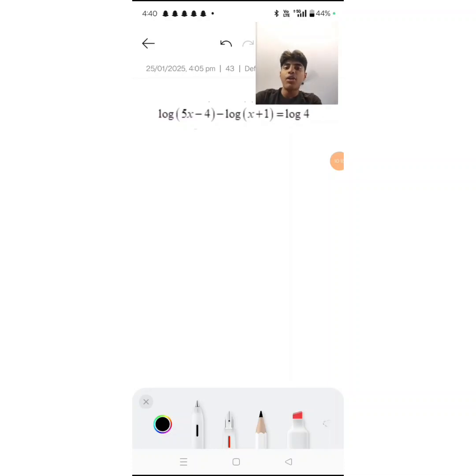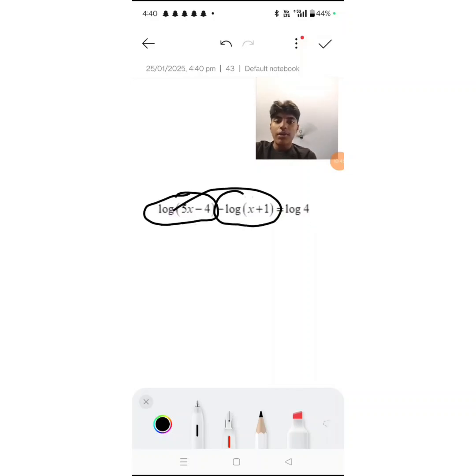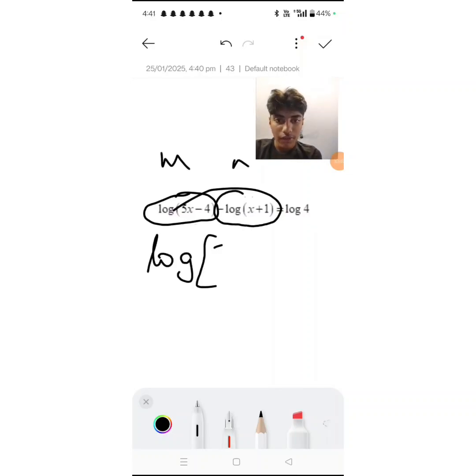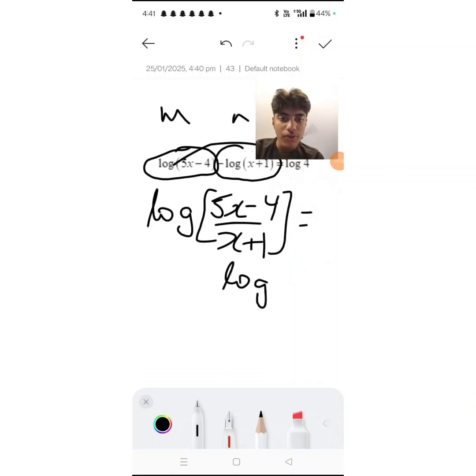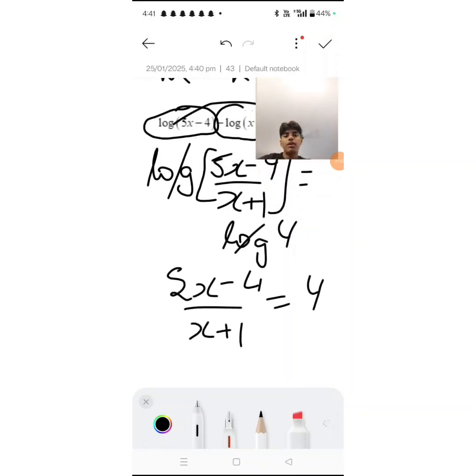Log 5x minus 4 minus log x plus 1 is equal to log 4. So this is just log something minus log something else is equal to log 4, right? So ultimately log m minus log n, as I told you, is log m by n, right? So we can rewrite this as log of 5x minus 4 upon x plus 1 is equal to log 4, right? So we can just cancel off the logs and say that 5x minus 4 upon x plus 1 is equal to 4, right? And now in this case, all we need to do is we just have to cross multiply.